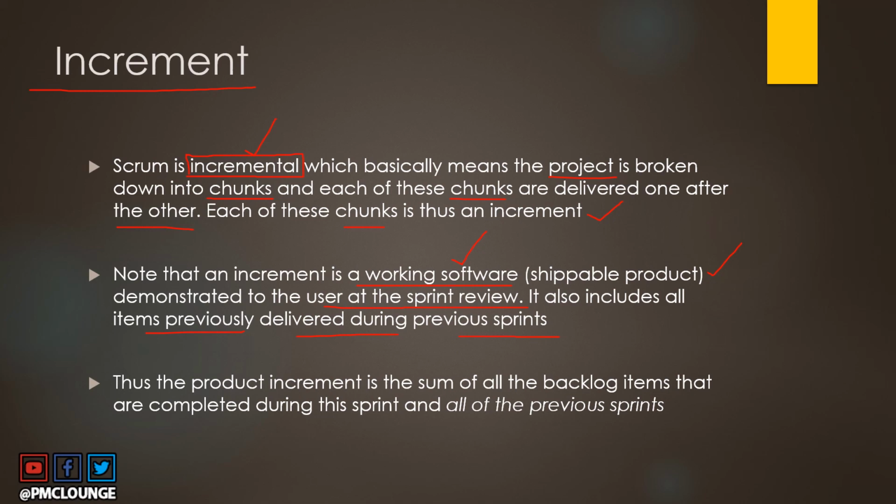So a product increment is the sum of all the backlog items that are completed during the ongoing sprint, the present one, and all of the previous sprints as well, right? So all of the previous sprints means functionalities like adding a friend, creating a profile, all of that remain as they are. And during this sprint where you have added the functionality of allowing people to comment on their friends' posts, all of this combined makes up the product increment. So I hope you understand what an increment really is.